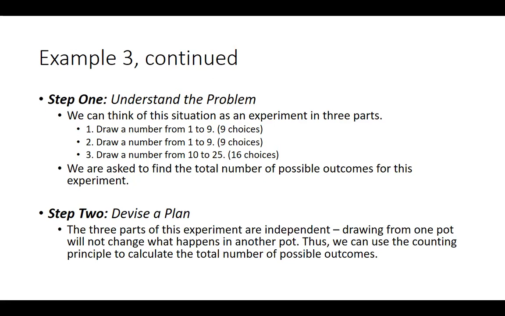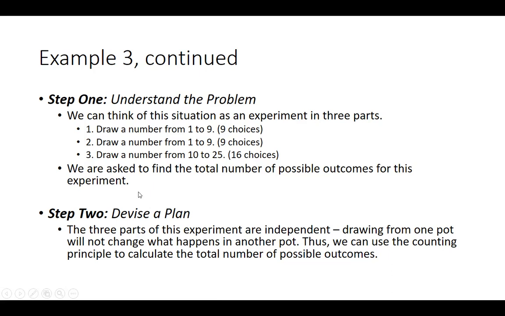So let's understand the problem first. We can think of this situation as an experiment in 3 parts. First, we draw a number from 1 to 9, so there would be 9 choices there. Second, from the second pot, we draw a number from 1 to 9, so there's 9 choices there. And third, from the third pot, we draw a number from 10 to 25. 10 to 25 would be 16 choices if we count them out. We're asked to find the total number of possible outcomes for this experiment.